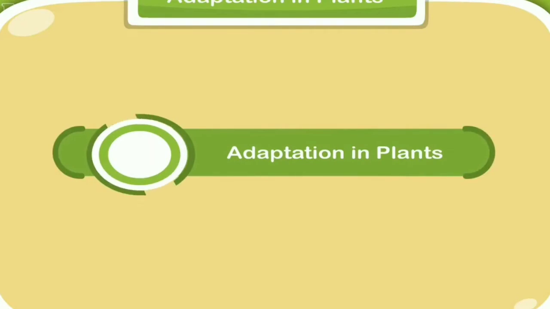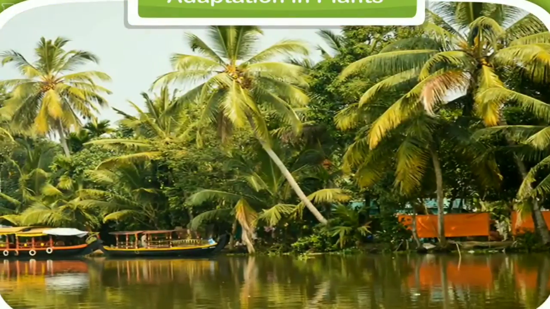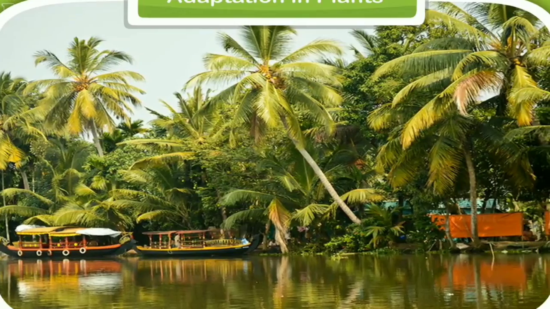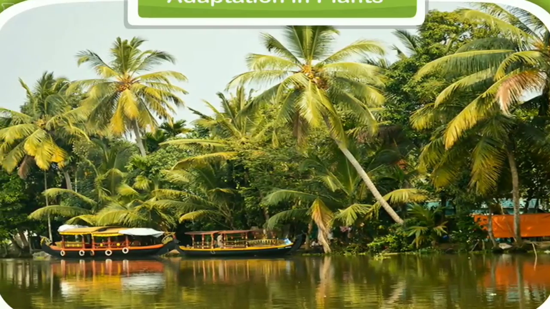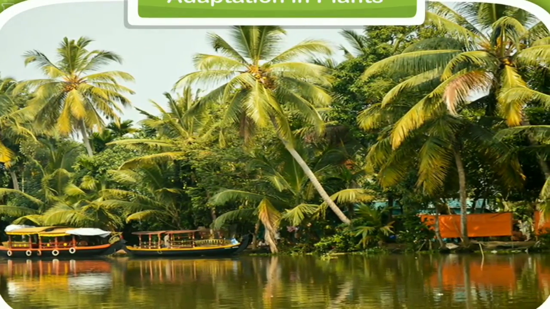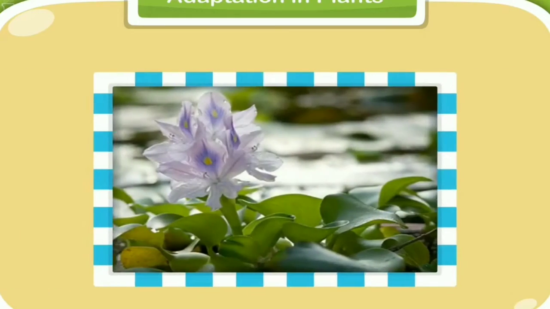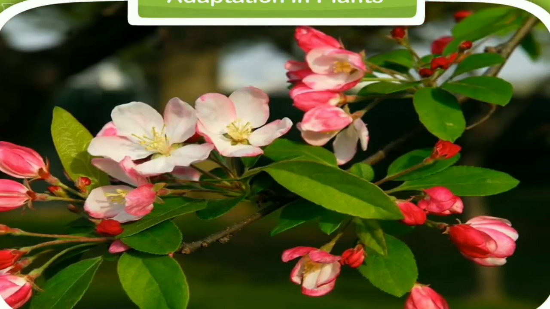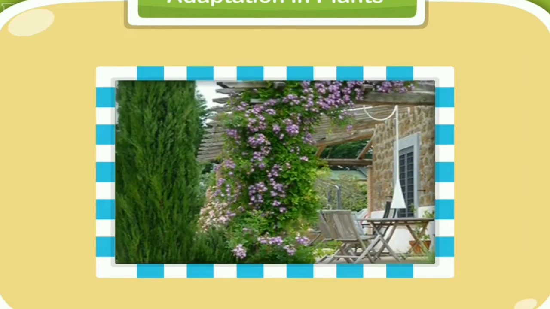Adaptation in plants. We can see coconut trees if we go to Goa or Kerala, and pine trees in the hilly regions of North India. You may wonder why these trees are so different from each other. Different plants grow in different types of soil at different places in different atmospheric conditions. Some plants grow on land while some grow in water. To suit the climate of a place, plants change themselves. The special characteristics that enable plants to grow and survive in a particular environment are called adaptations.